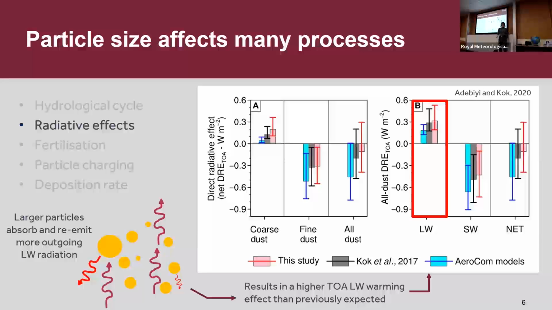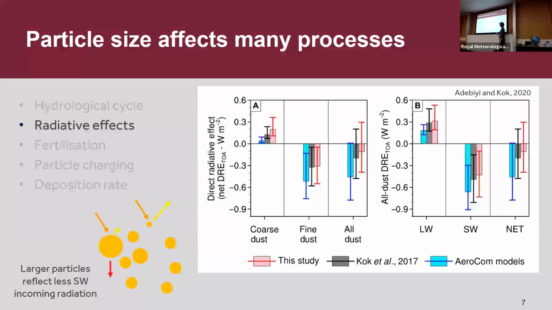So in terms of the short wave, the coarser particles reflect less. The fine particles are very reflective, and they reflect a lot of incoming shortwave radiation, whereas the coarse particles don't reflect as much, and they can actually absorb more of the shortwave radiation, and then that can be re-emitted again as long wave radiation, which again causes a warming effect.